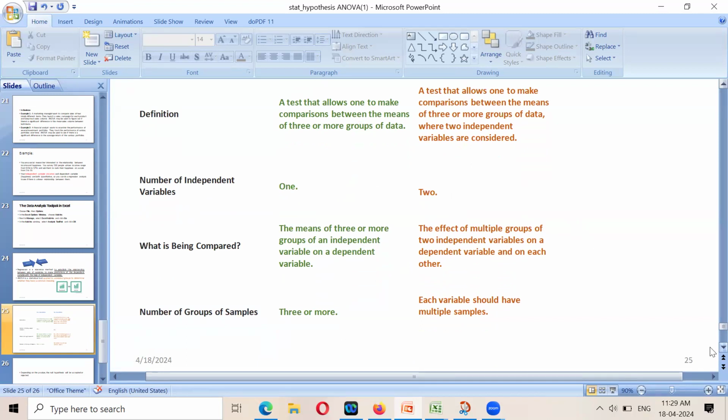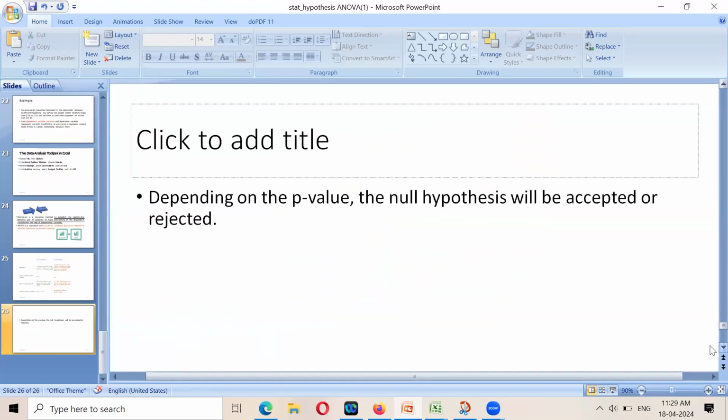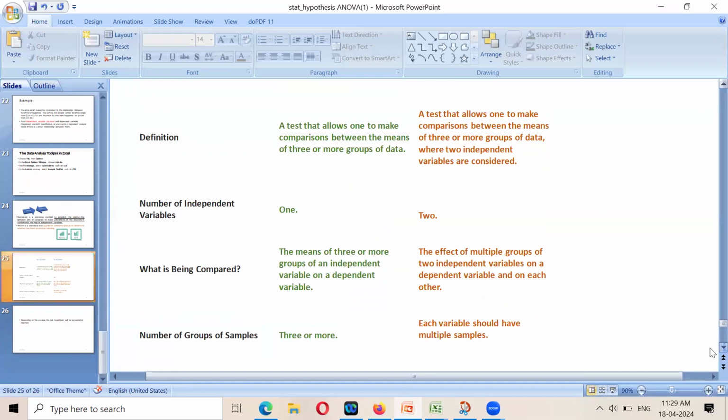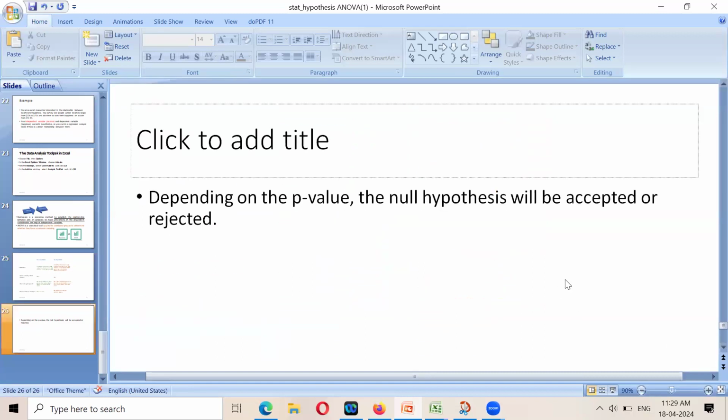Number of groups of samples, three or more. Number of groups of sample in two-way ANOVA is, each variable should have multiple samples. Okay, so this is the clear-cut difference.